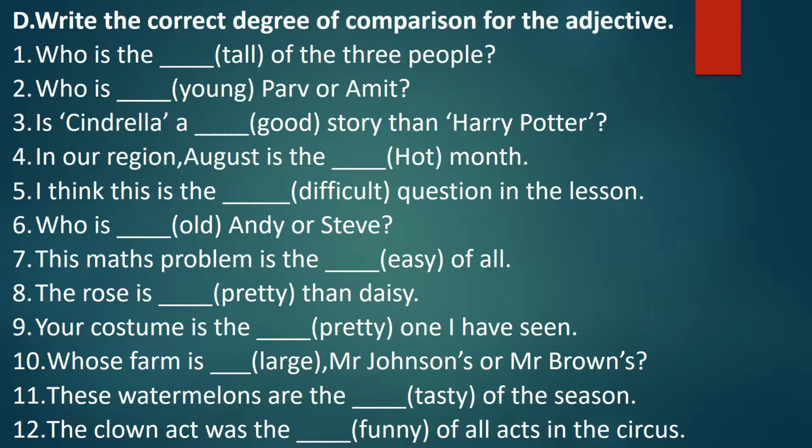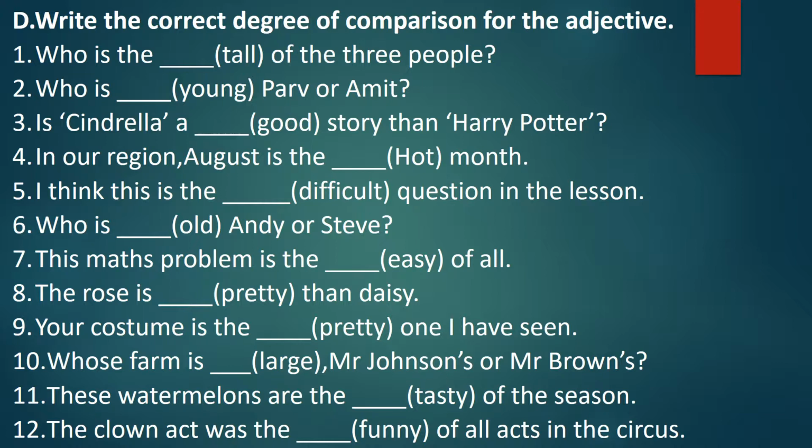Ninth sentence, your costume is the dash one I have seen. Means we are comparing this costume with the other costumes also. So what will come? Your costume is the prettiest. Means superlative degree will come in this. Your costume is the prettiest one I have seen.